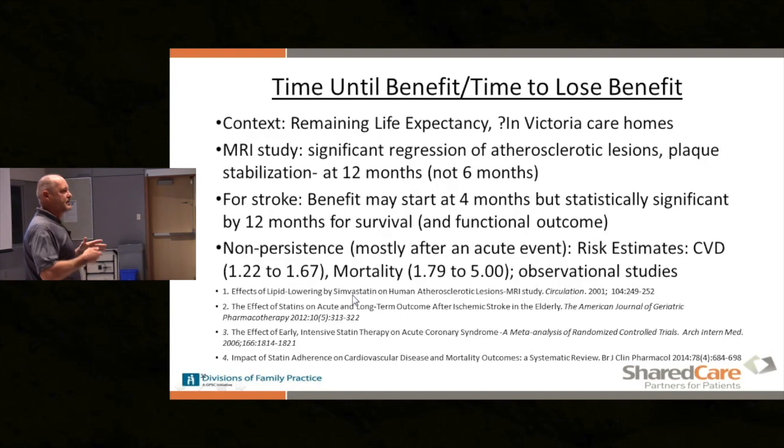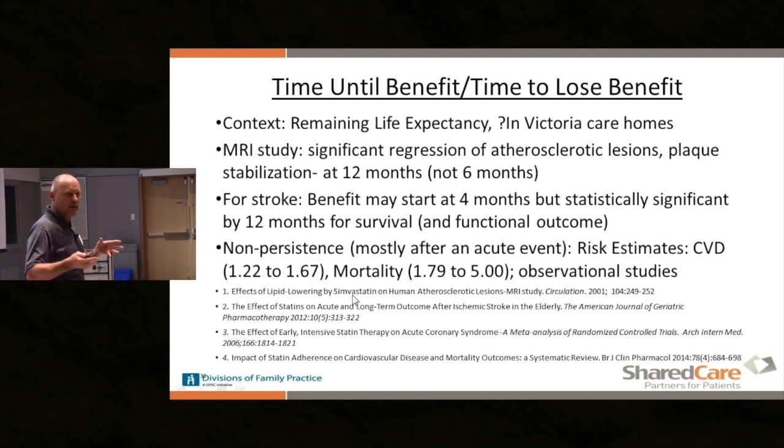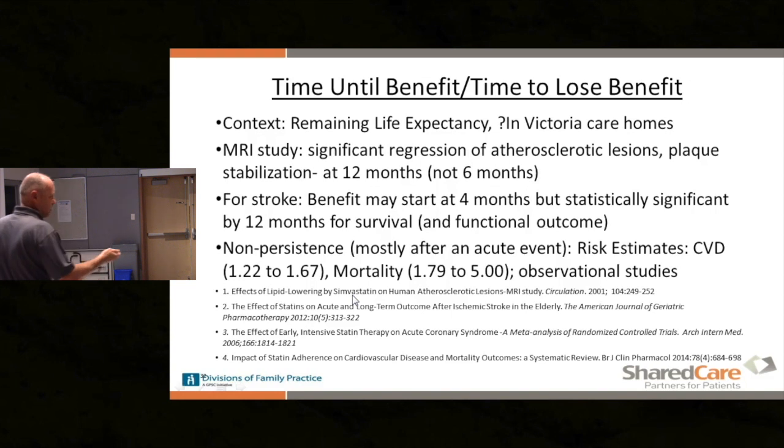The last concept is time to benefit or time to lose benefit. Time to benefit is looking at how long you give a medication before it has the outcome that you want, and time to lose benefit would be the reverse. There have not been studies done on time to lose benefit, so we ask, what's the time to benefit? And if we withdraw the drug, is it going to take 5 months or 6 months or a year for it to lose its benefit and cause a negative outcome?